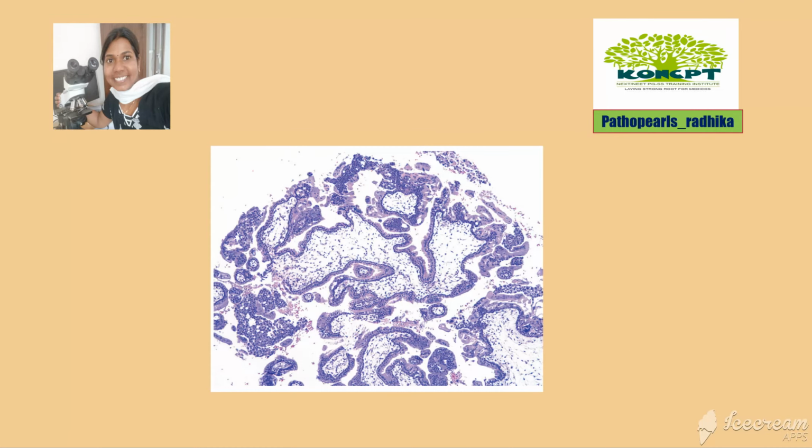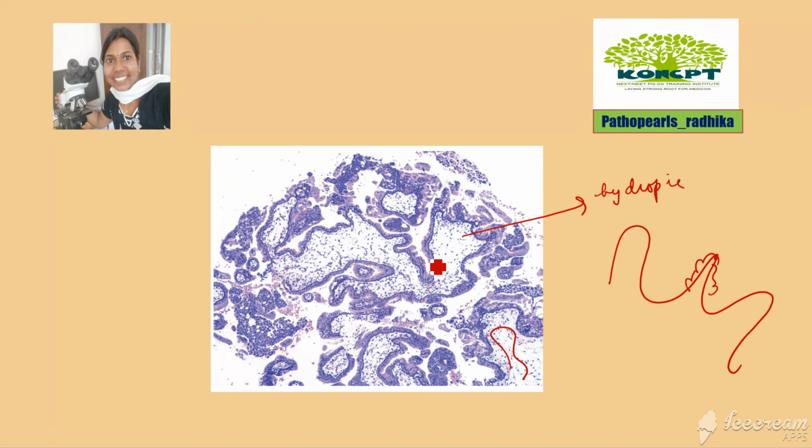When you see the histology, this is the histology of a complete mole. You have villi lined by cytotrophoblast and syncytiotrophoblast. In the center of the villi, you have hydropic change. There are swollen villi, and you can have something like cistern formation. You can have circumferential proliferation of the cytotrophoblast and syncytiotrophoblast. So this is what you see in a mole.